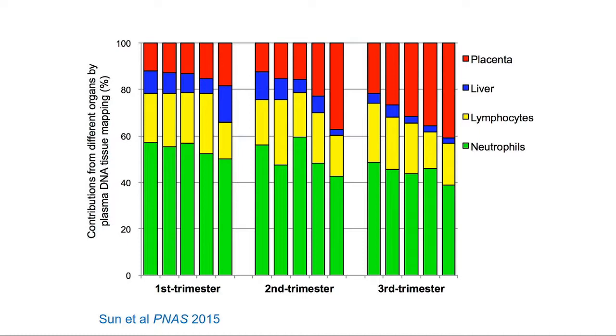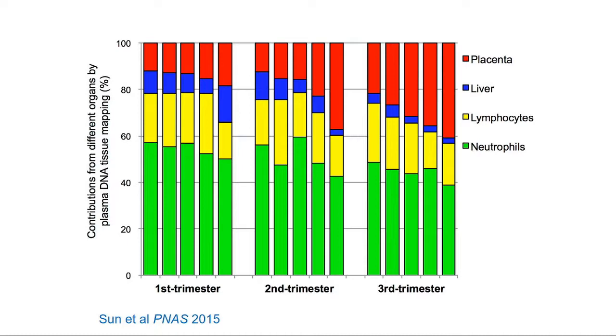And you can see that besides the placenta, most of the plasma DNA in these samples is actually from the neutrophils, and this is the same. So for you and I, when we're not pregnant, the majority of the plasma DNA is actually from the neutrophils. And another class of blood cells, the lymphocytes, usually contribute less than 20% of the DNA into the circulation. So these are women without lymphoma, bear in mind.